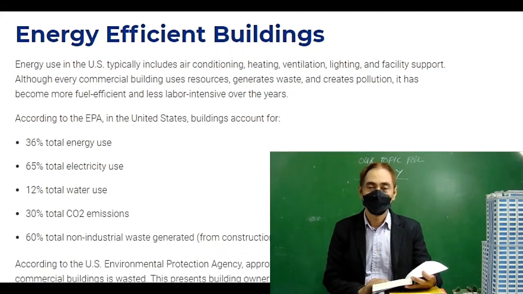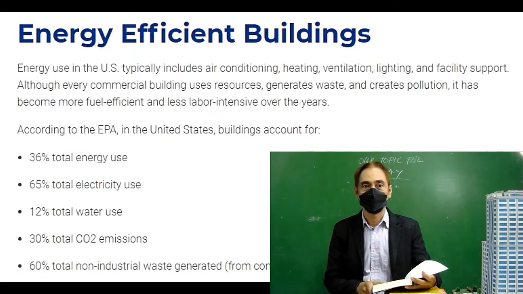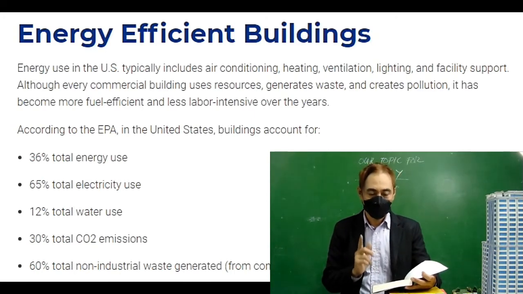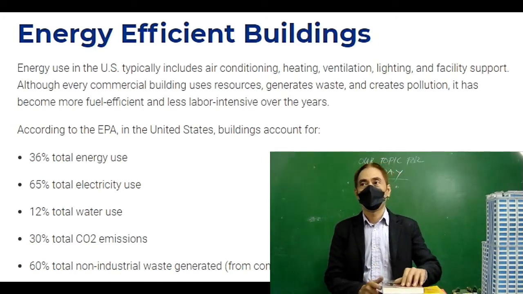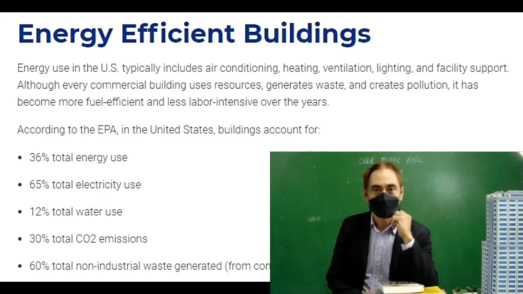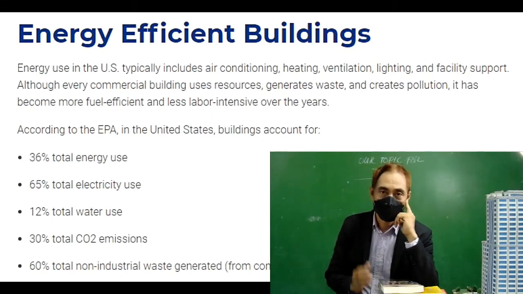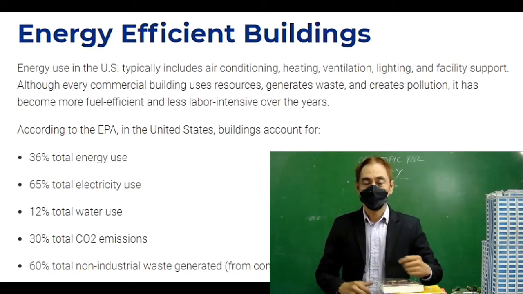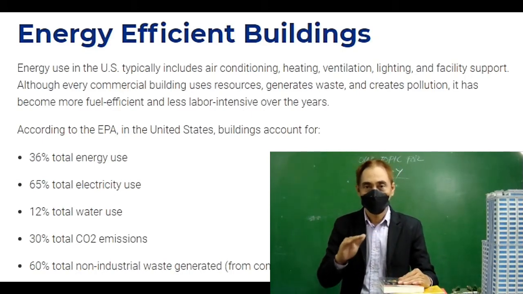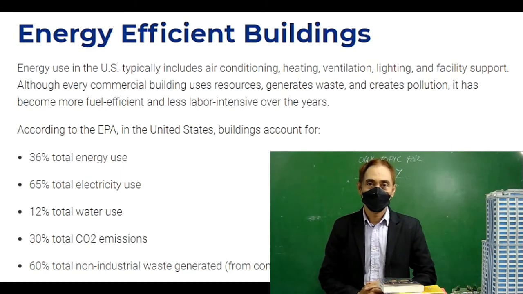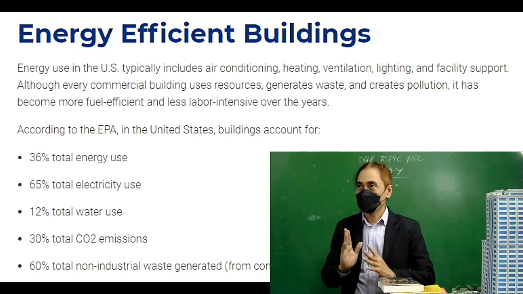Okay, so let's go to energy efficient buildings. Energy use in the US typically includes air conditioning, heating, ventilation, lighting, and facility support. Although every commercial building uses resources that generate waste and create pollution, it has become more fuel efficient and less labor intensive over the years. According to the EPA, in the United States, buildings account for 36% of total energy use, 65% of total electricity use, 12% of total water use, 30% of total CO2 emissions, and 60% of total non-industrial waste generated from construction and demolition.